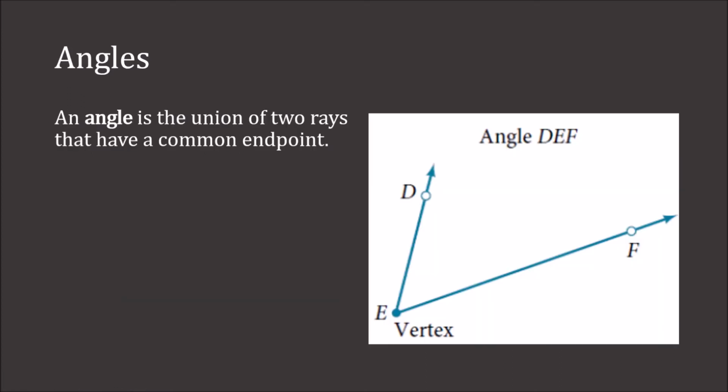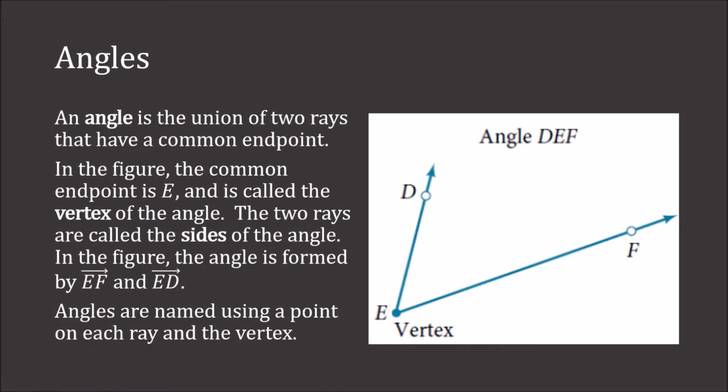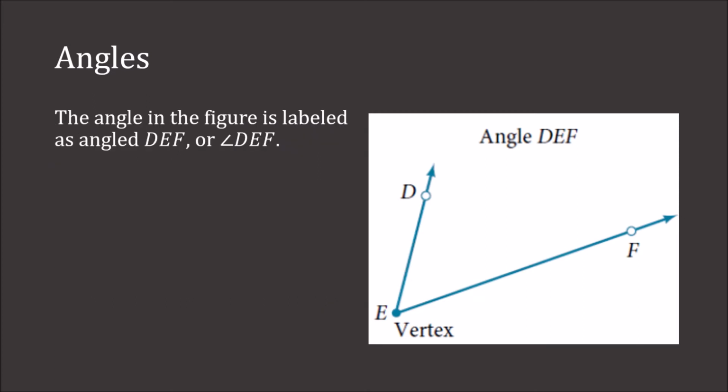Now an angle is simply the union of two rays that have a common endpoint, as we can see here. So in this figure, the common endpoint is again E, and we call that common endpoint the vertex of the angle. The two rays are called the sides of the angle. And in this figure, the angle is formed by the rays EF and ED. Angles are named using a point on each ray as well as the vertex. So this angle would be represented as angle DEF, or simply in this notation.